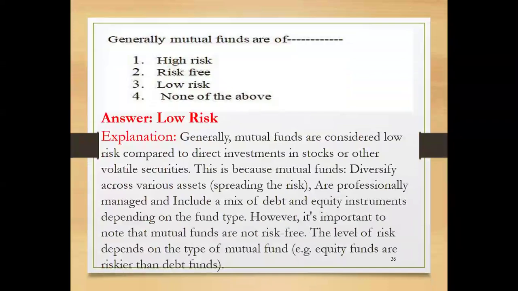Generally, mutual funds are of dash: high risk, risk free, low risk, none of these. The correct answer is low risk. Generally, mutual funds are considered low risk compared to direct investments in stocks or other volatile securities. This is because mutual funds are diversified across various assets, spreading the risk over companies and industries as well. They are professionally managed and include a mix of debt and equity instruments depending on the fund type.